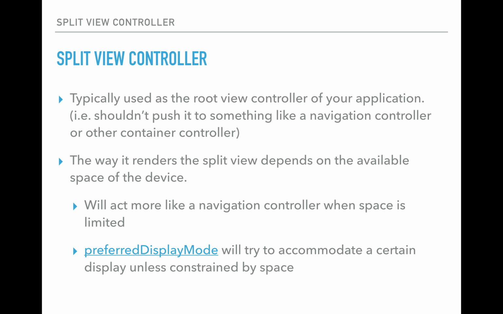The way it renders the split view depends on how much space is available on the device. On an iPad, there's a lot of space, so typically even between landscape and portrait mode, you'll always have both views open at the same time. But say you're on an iPhone.